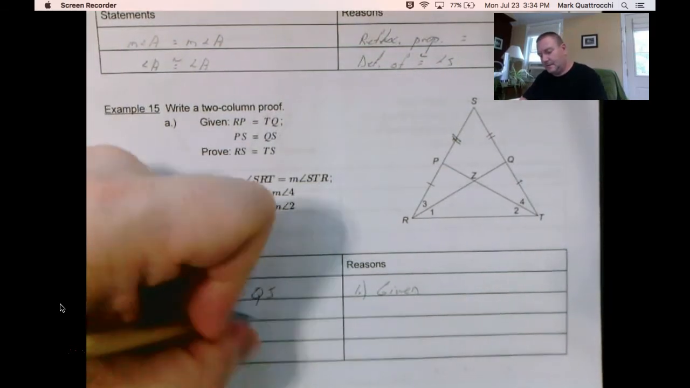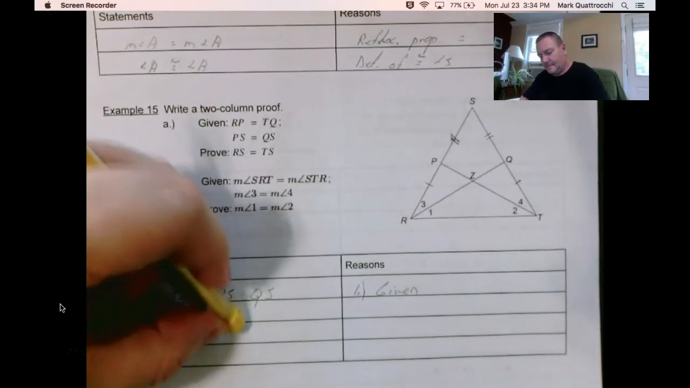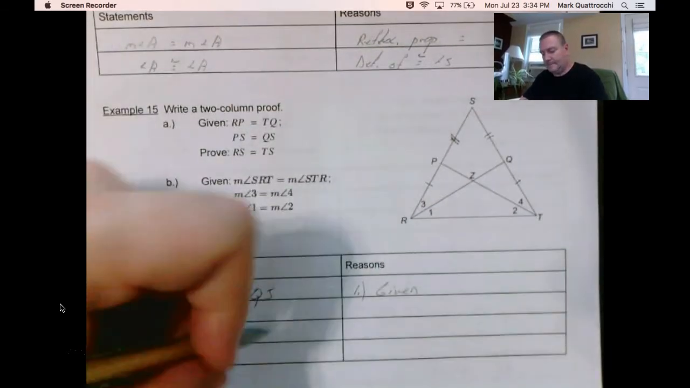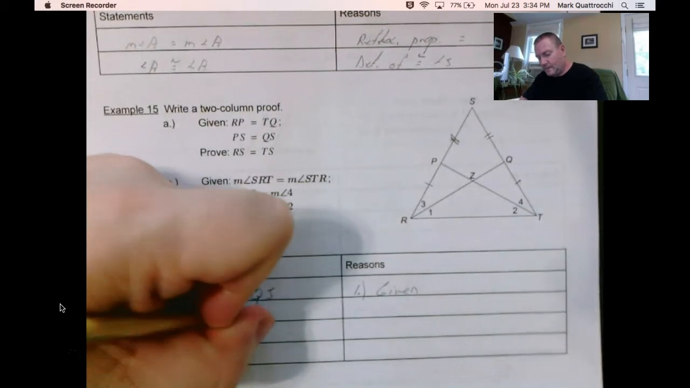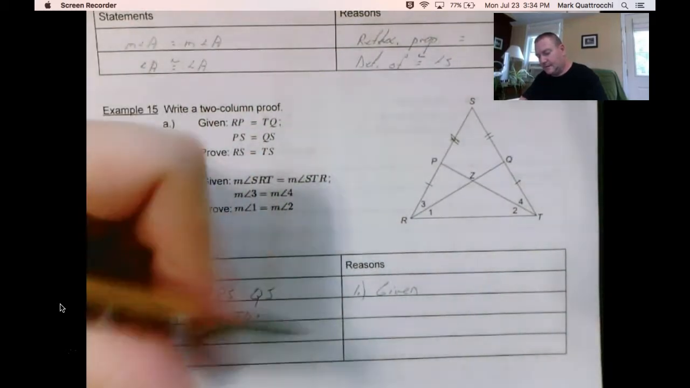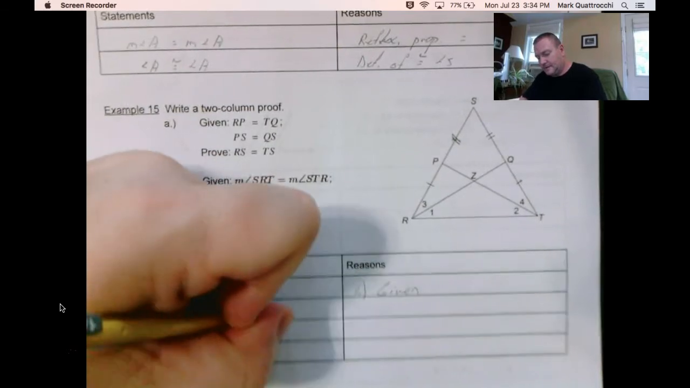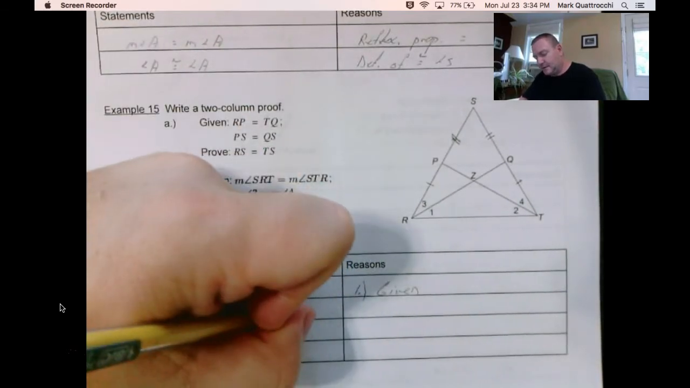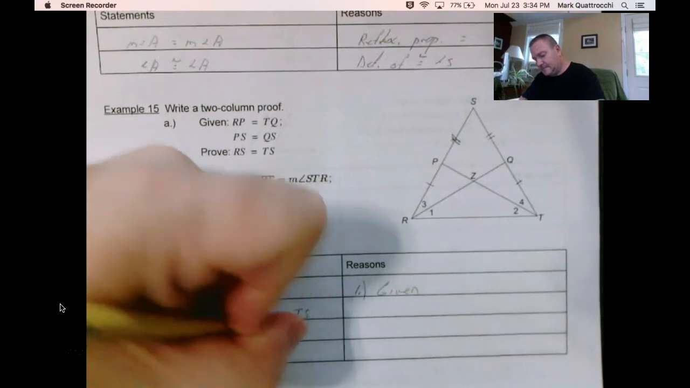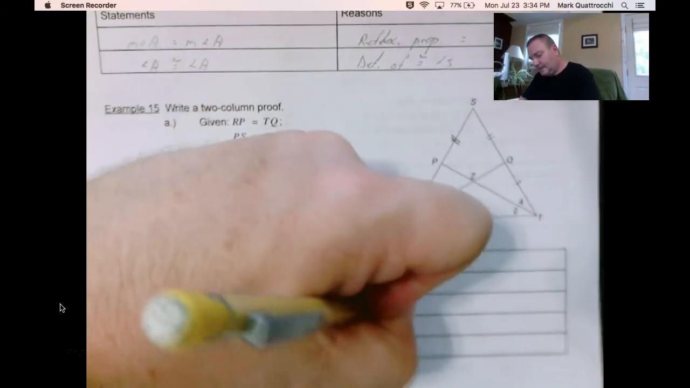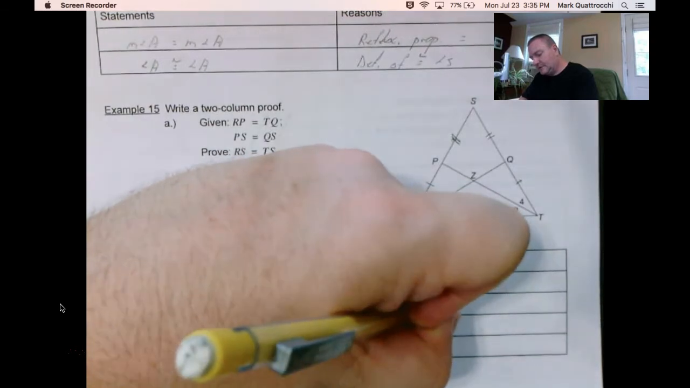and measure of segment TQ plus measure of segment QS is equal to the measure of segment TS, segment addition postulate.